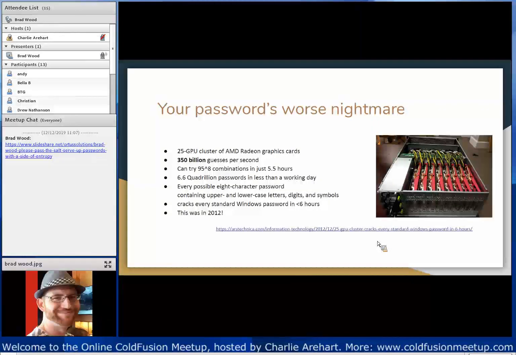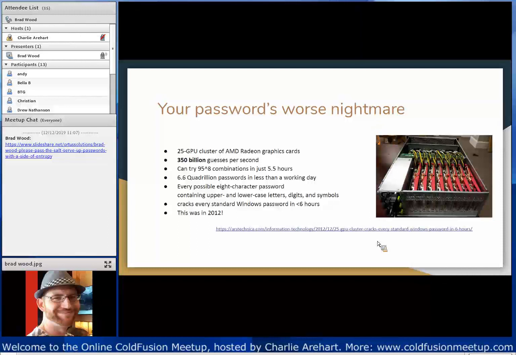Graphics cards are good at floating point math, which is used heavily in hashing, which is why people use them for cryptocurrency, because Bitcoin is all based on hashing. Guess what this bad boy can do? 350 billion guesses per second. Ooh, dear, we just said that was ridiculous. Guess what? This is from 2012.